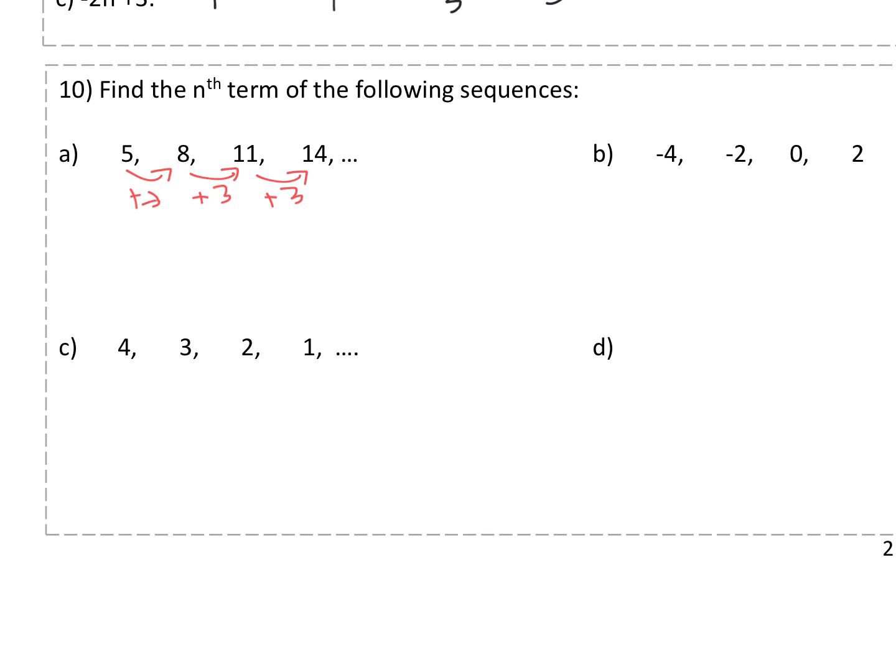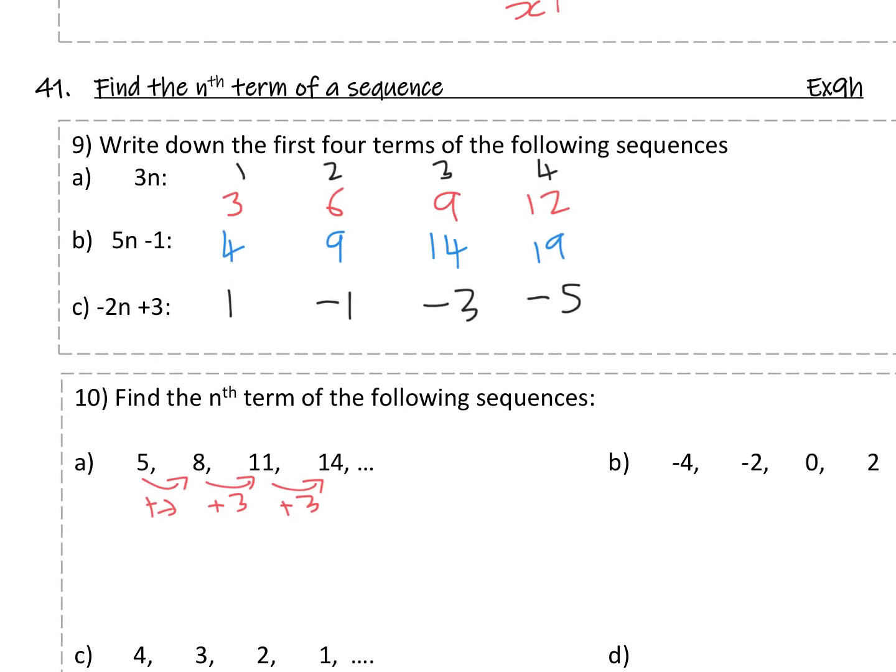Now, if a sequence goes up in 3s, that should remind you of the 3 times tables. The 3 times tables goes up in 3s: 3, 6, 9, 12. The 3 times tables can be written as 3n. So 3n is 3, 6, 9, 12. The 4 times tables will be 4, 8, 12, 16, 4n. The 5 times tables, 5, 10, 15, will be called 5n. So whatever times table it is, you just put an n in front of it, and that gives you the rule for that times table.